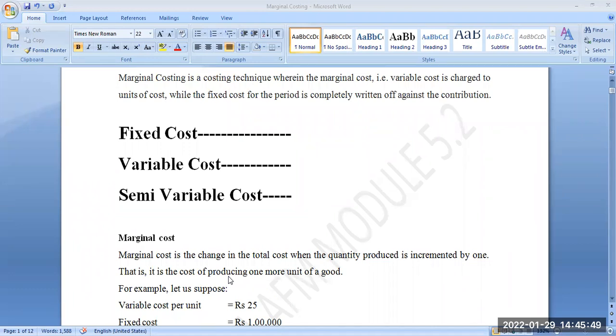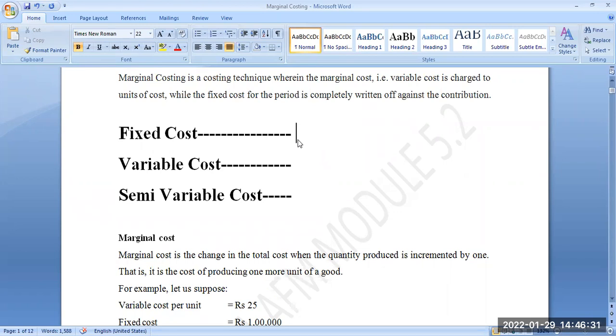Any example for fixed cost? Raw material cost can be considered as a fixed cost. Anybody? Variable. So first of all, what is it that we actually refer to as fixed cost? What are the characteristics of a fixed cost? Is raw material cost a fixed cost or variable cost? It can be a fixed cost if we have a rate contract signed.